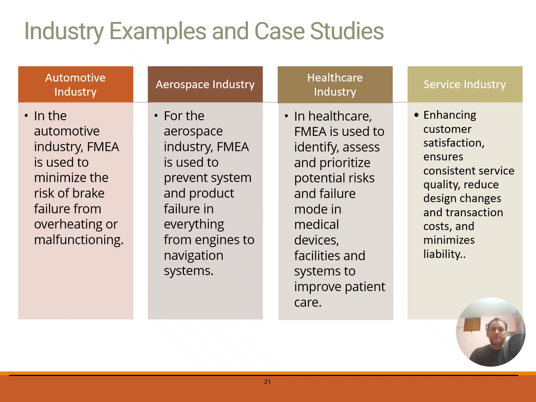Let us now look at some examples and case studies. In the automotive industry, FMEA is used to minimize the risk of brake failures from overheating or malfunctioning. For the aerospace industry, FMEA is used to prevent system and product failures, everything from engine to navigation system. When we talk about healthcare, here also FMEA can be used to identify, assess and prioritize potential risks and failure modes in medical devices, facilities and systems to improve patient care.